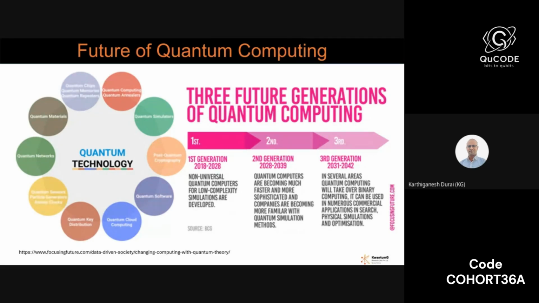Based on that, they gave a report telling that 2018 to 2028 will be the first generation of quantum computing, meaning that it is non-universal and low-complexity simulations are developed. But in 2028 to 39, much faster and more sophisticated, we can start implementing simulation. But 2031 to 42 is the period where quantum computing will be used in real business problems, industrial problems, use cases.